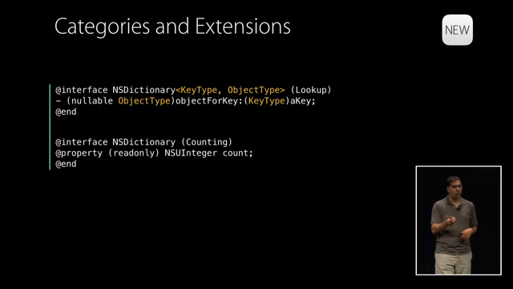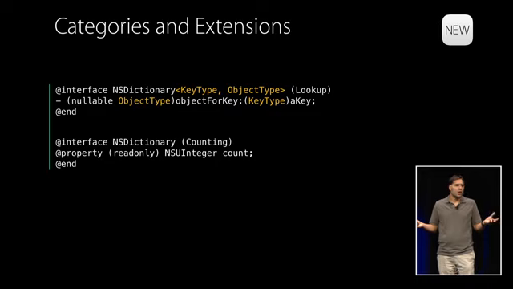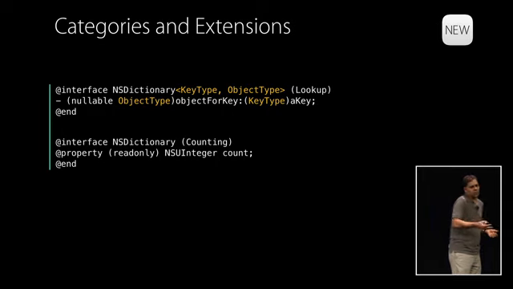Now, of course, there are existing categories defined on NSDictionary, NSArray, and so on. You may have some yourself. Those will continue to work as they always have. They cannot access the type parameters in any way, but they also won't change behavior at all. They'll continue working as they always have.